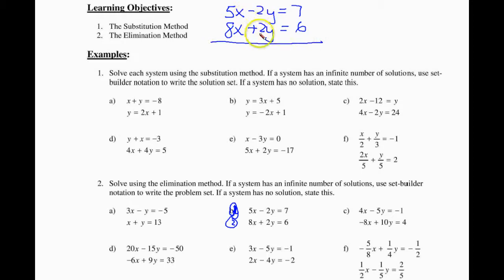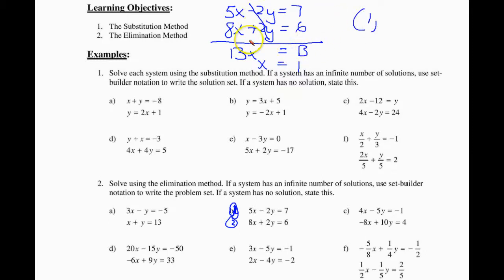Now, they're giving us easy ones because look, we didn't have to do anything. Just put them in standard form, and here the y's are canceling out. So this is 13x. This adds up to 13. X equals 1. So it couldn't have been anything easier than that.